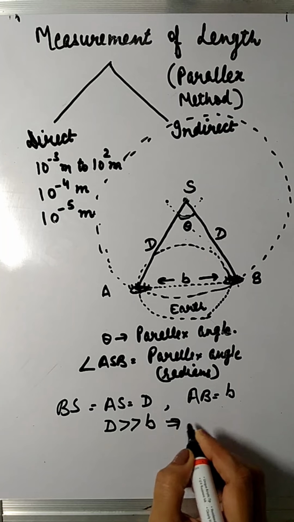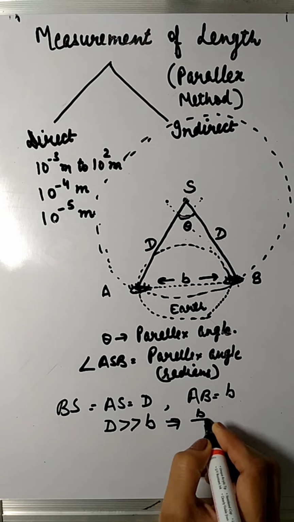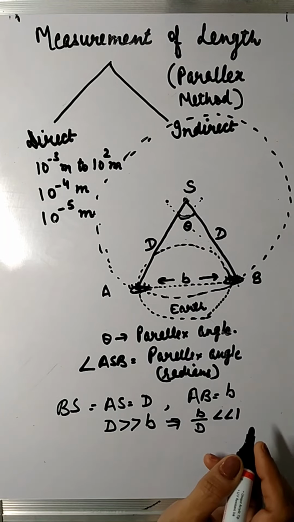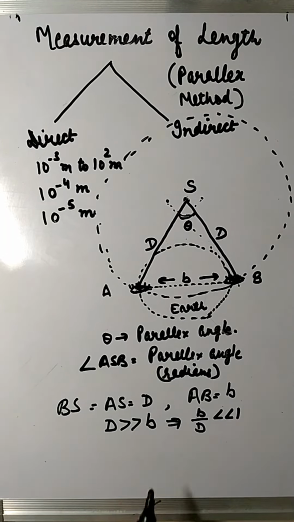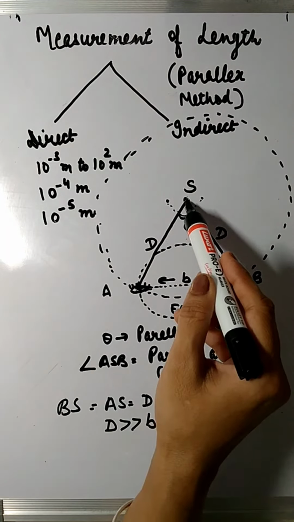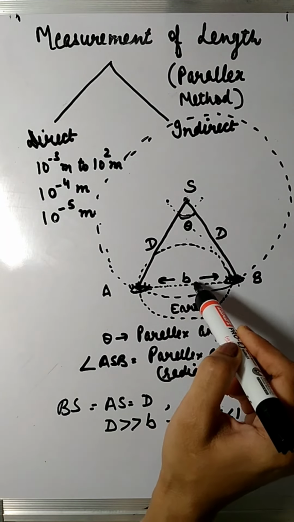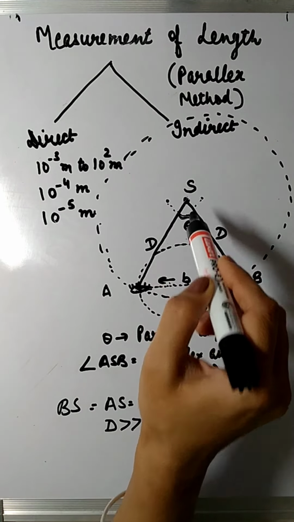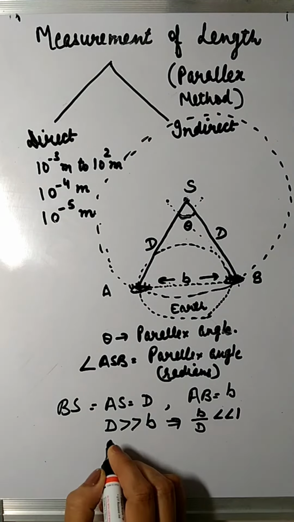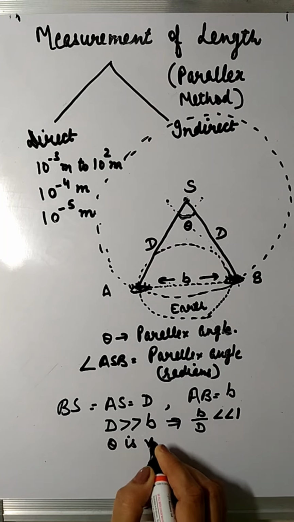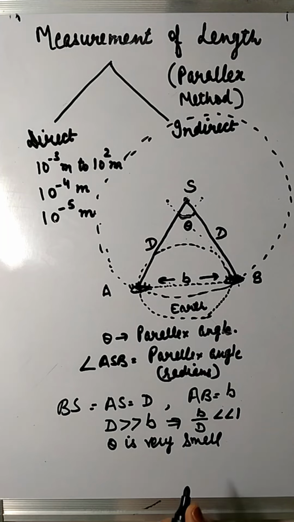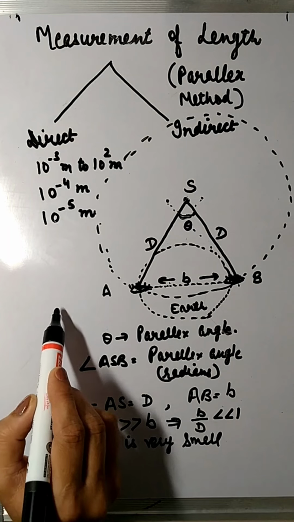This implies b over d is much less than 1. So if d is much larger than b, these points are too close to each other compared to this distance. This means theta is also very small. So theta is small. These are the assumptions.